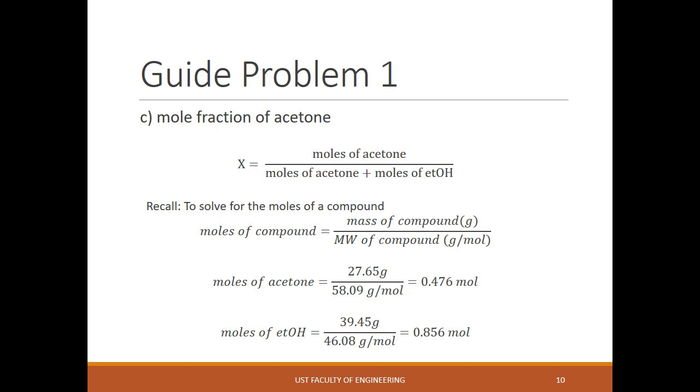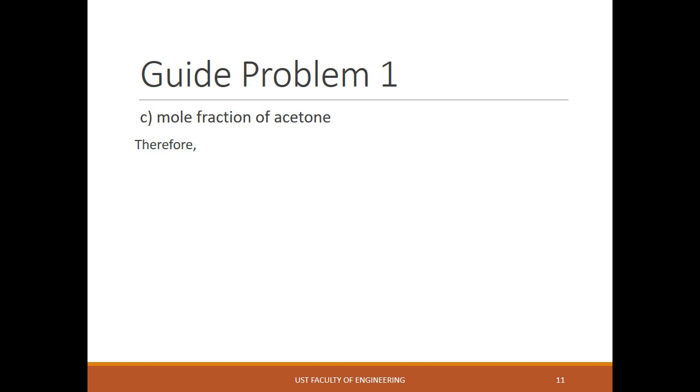Moles of acetone is equal to 27.65 grams divided by 58.09 grams per mole, and that is equal to 0.476 moles. The moles of ethanol is equal to 39.45 grams divided by 46.08 grams per mole, which equals 0.856 moles. Therefore, substituting the values of the number of moles into the formula of mole fraction, the mole fraction of acetone is given by 0.476 moles divided by 0.476 plus 0.856 moles, which is equal to 0.357.